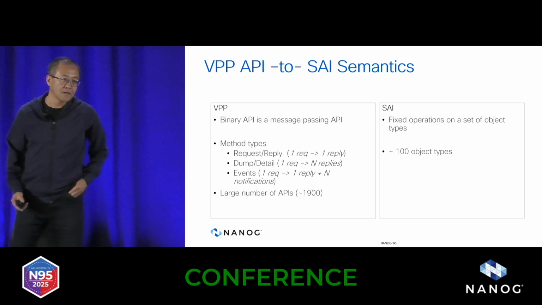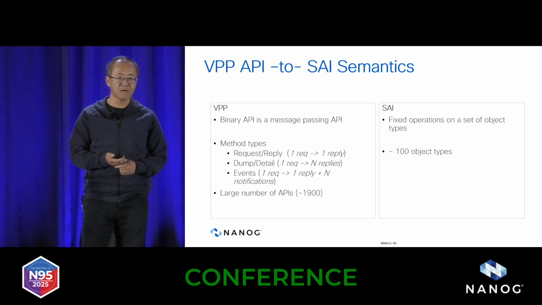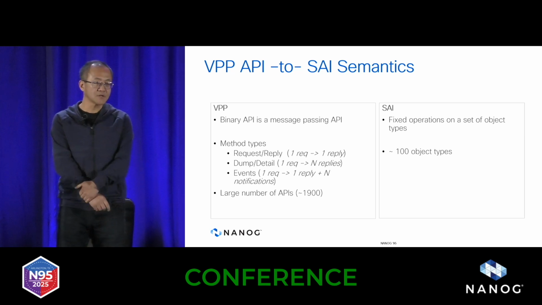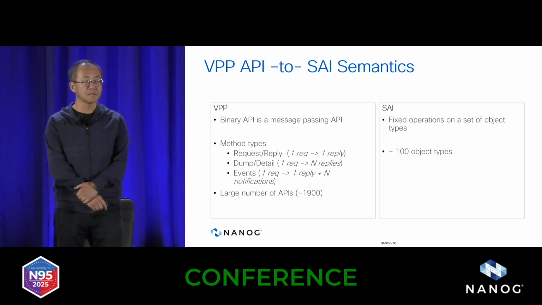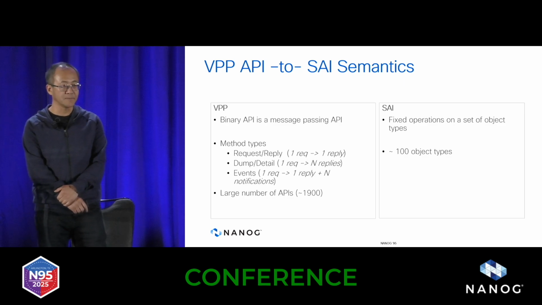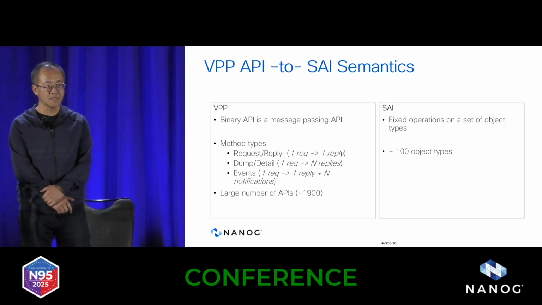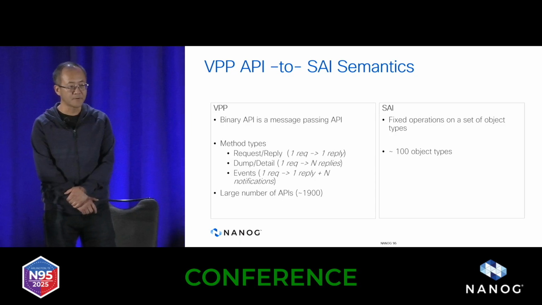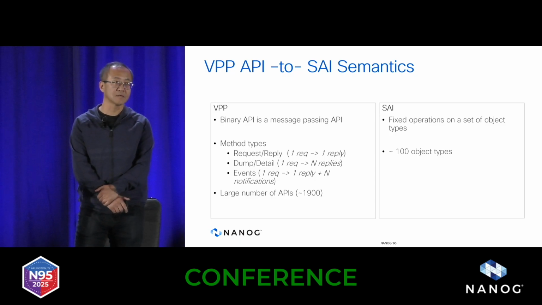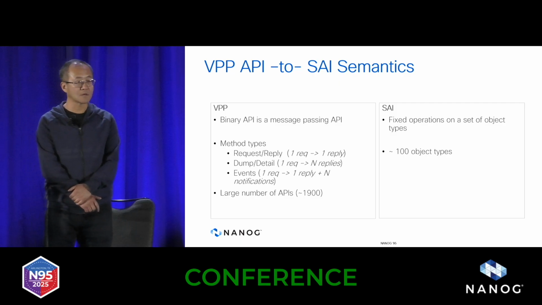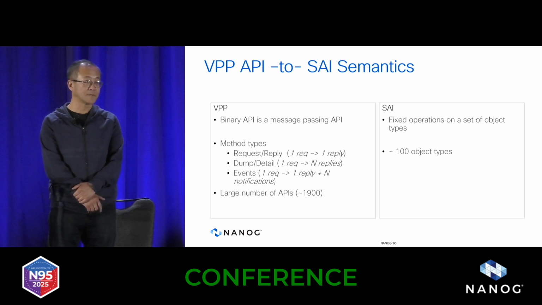Hello, everyone. Next, we are going to deep dive into the SONiC VPP design and implementation. SONiC expects the data plane, the ASIC SDK or the platform, to implement the SAI API. SAI stands for Switch Abstraction Interface. It provides fixed operations on a set of object types. The fixed operations include create, update, delete, and get, and it has about 100 object types.